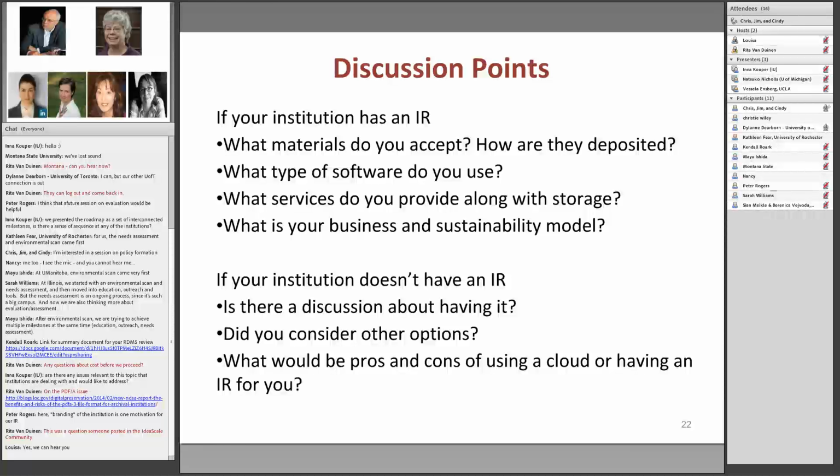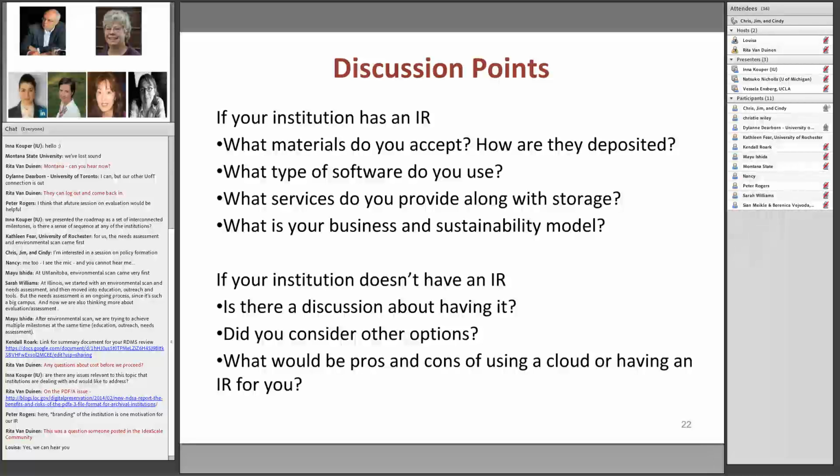Hi, this is Chris, Jim, and Cindy from the University of Arizona. We have a campus repository, and most of what's in there are publications, reports, and theses and dissertations. Originally, when it was set up, we set up a service model where faculty or staff would do their own depositing. What we found is that that doesn't really happen very often, so we usually do the depositing ourselves.